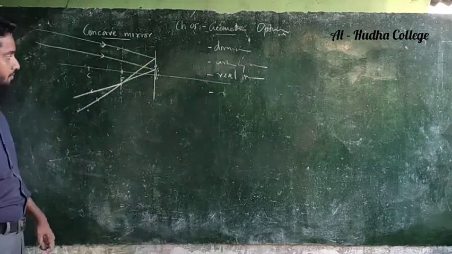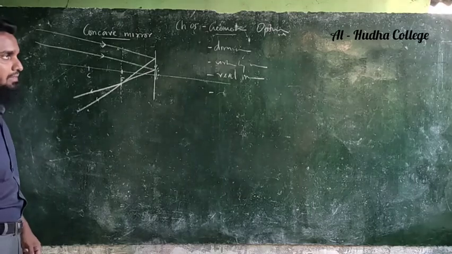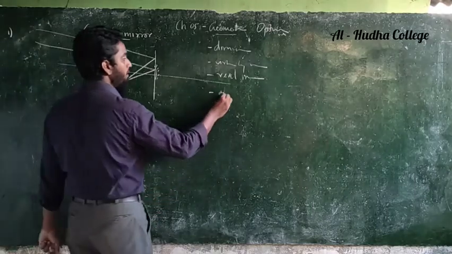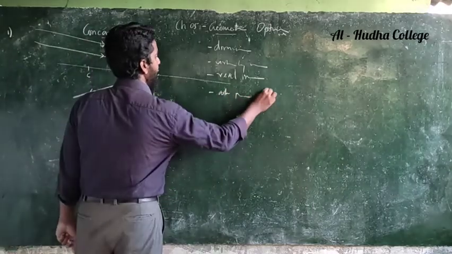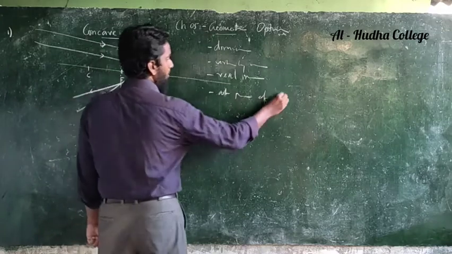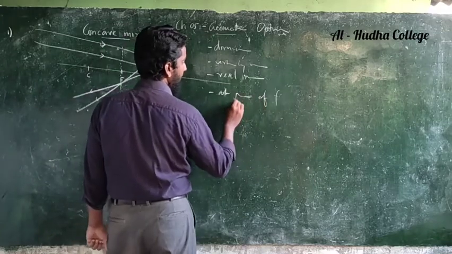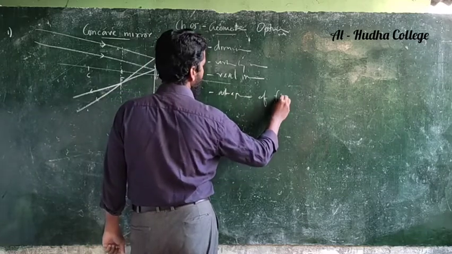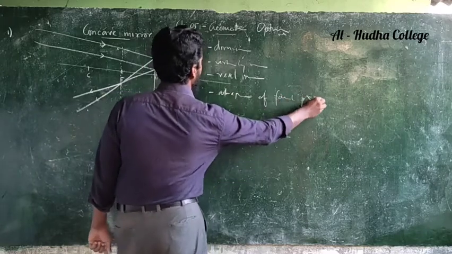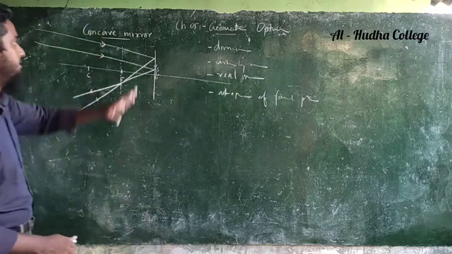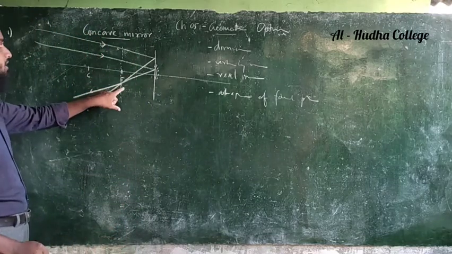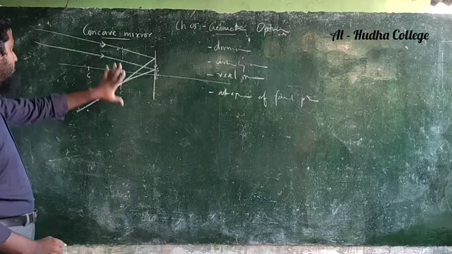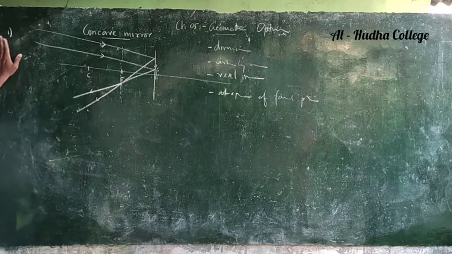Fourth character, where we are obtaining it, right, at the point of focal plane, at a point of focal plane. These are the characters of the image which is formed in this occasion. That is the first situation.